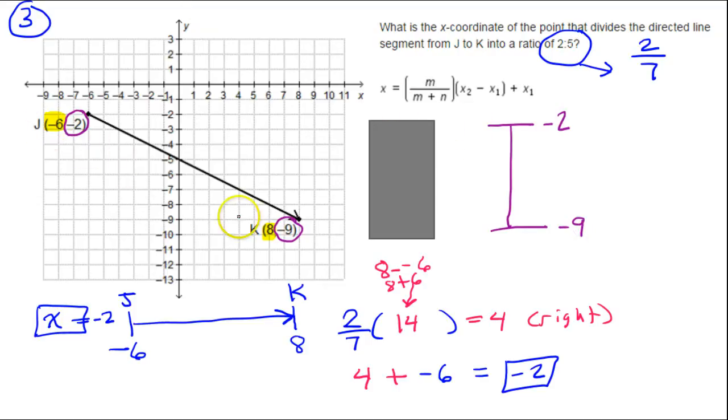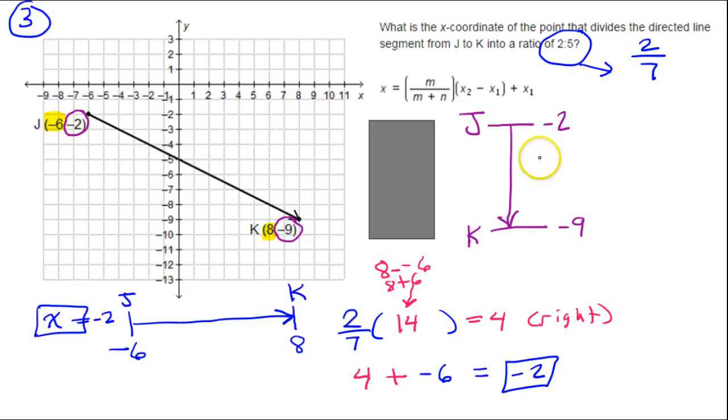And I'm going from J to K. So this is J and this is K. And I'm moving in this direction from J to K. All right, so I'm answering two questions: how far do I go and where do I land?